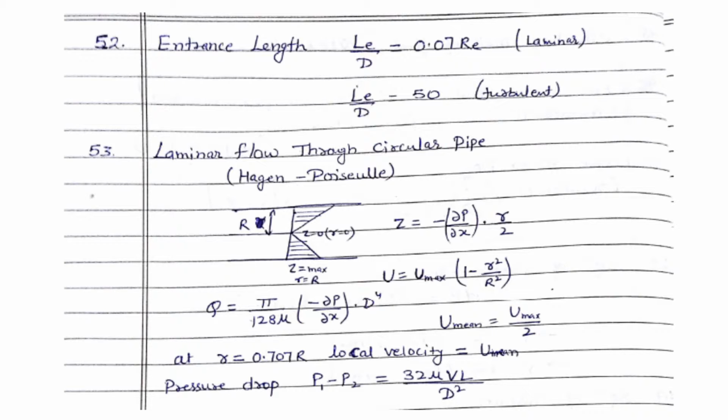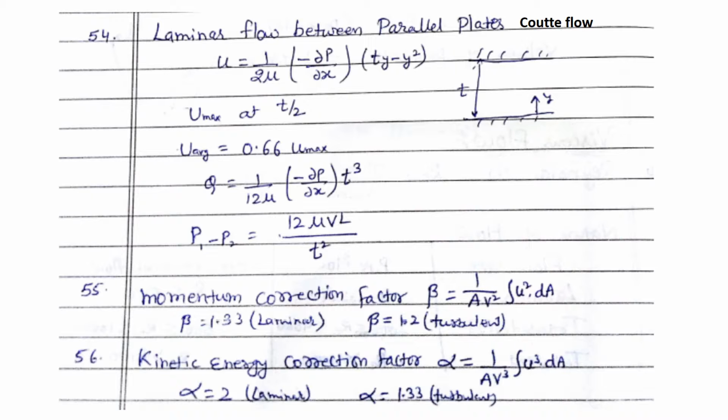Okay, then the pressure drop in the pipe for a given length L, P1 minus P2, is equal to 32 mu VL divided by D square. Now, laminar flow between parallel plates is also known as Couette flow. For Couette flow, the velocity distribution is given by u equals 1 by 2 mu multiplied by minus del p by del x multiplied by ty minus y square. t is the distance between these two plates.